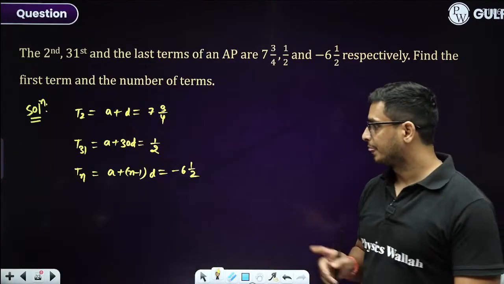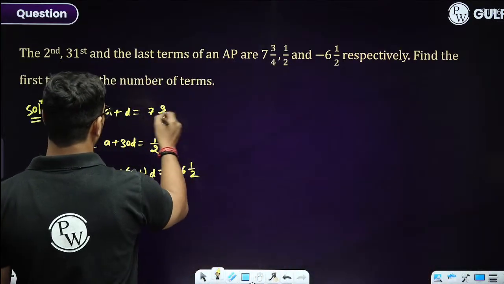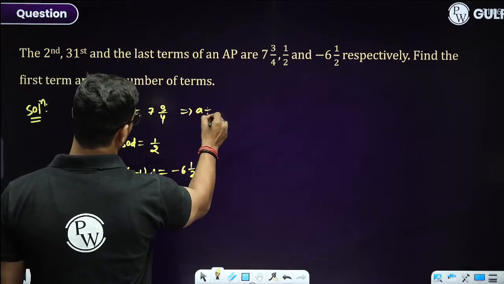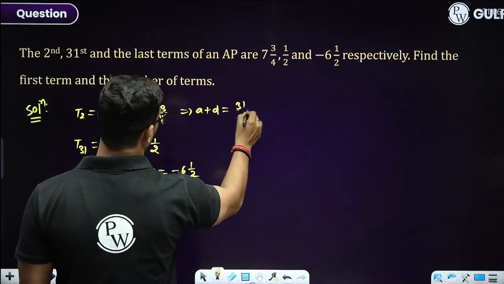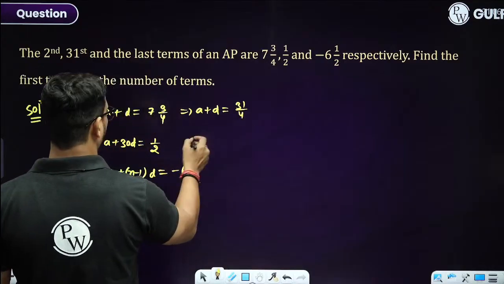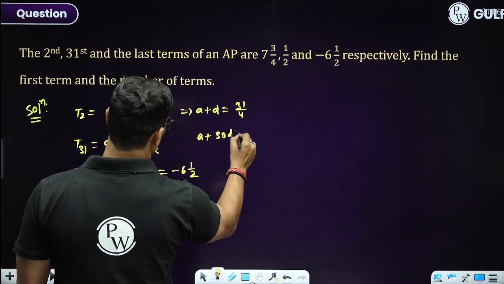Right? Okay, so let's solve this. So what do we have? Here we have A plus D equals 31 by 4 and A plus 30D equals 1 by 2.